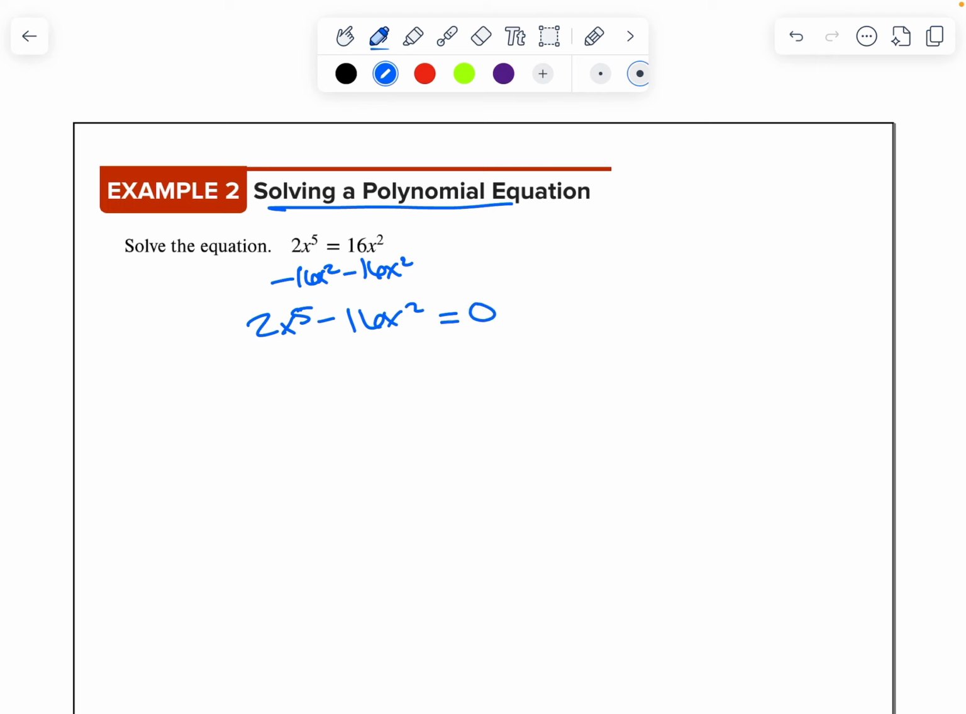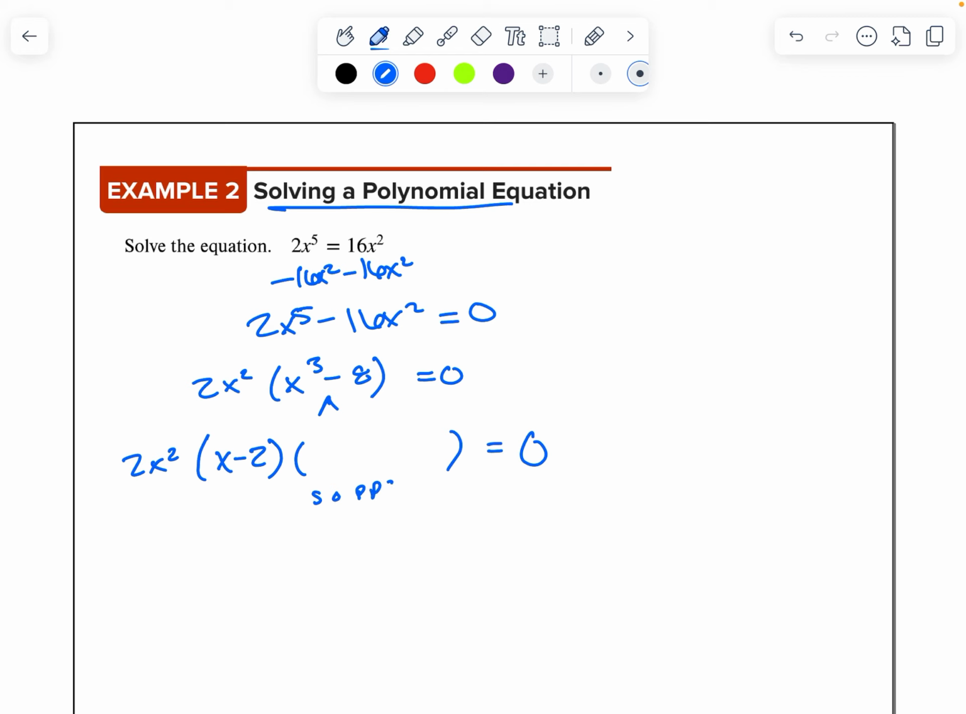And now we'll take out a GCF. Always take out a GCF if you can. And now we'll try and factor some more. So this we can factor. 2x squared will just hang out. That's cubed, so again, you can go back and review the factoring lesson. And with cubes, we always have SOPs. And so to get this SOPs term is going to be x squared plus 2x plus 4.